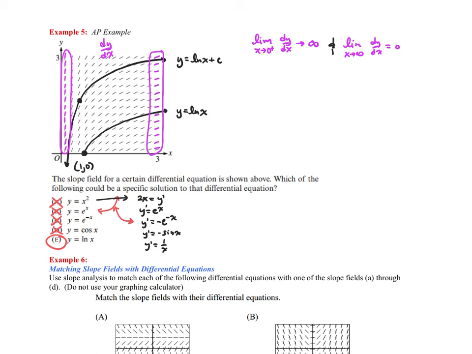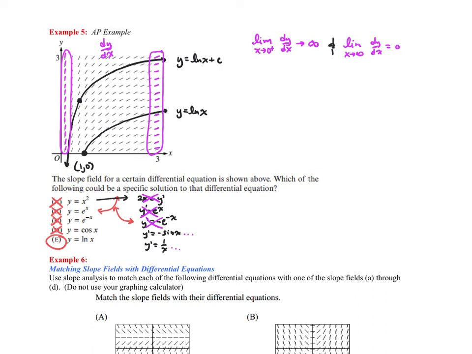Well, this is wrong, right? As x heads to 0 from the right, that heads to 0. This is not going to work. That's heading toward 1. This will not work either. Negative sine x, I suppose that's a possibility. And then 1 over x, that's a possibility.